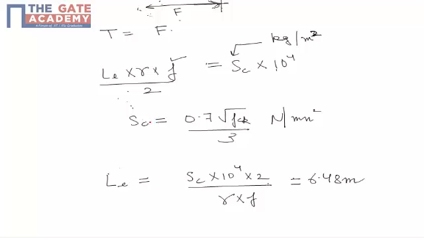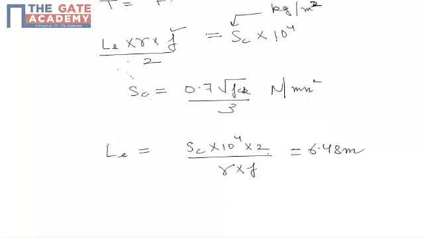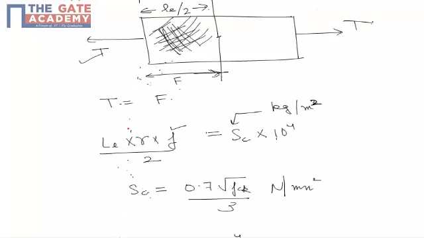Now SC can be expressed as 0.7 root FCK, in Newton per mm square. In fact, I have written this as frictional stresses because I have just multiplied unit weight by length, and if I multiply this by area I will have frictional forces. But in that case I have to equate it to net tensile forces, so A and A get cancelled out.